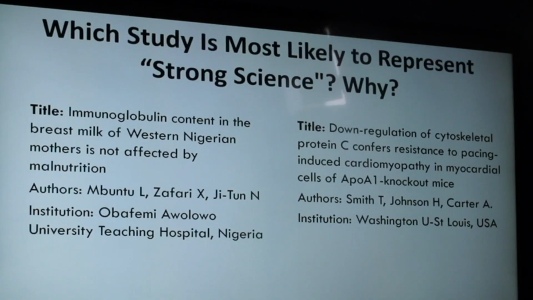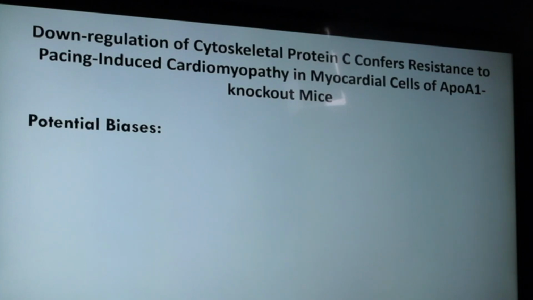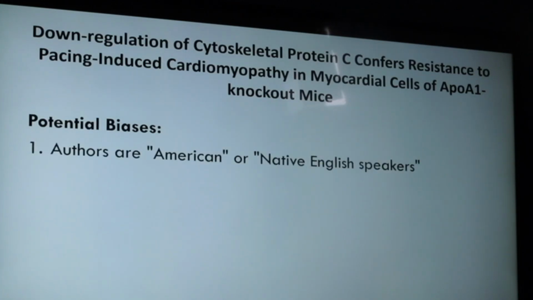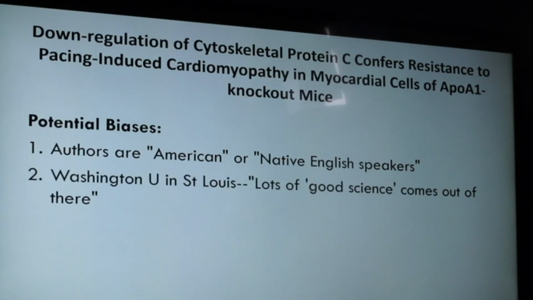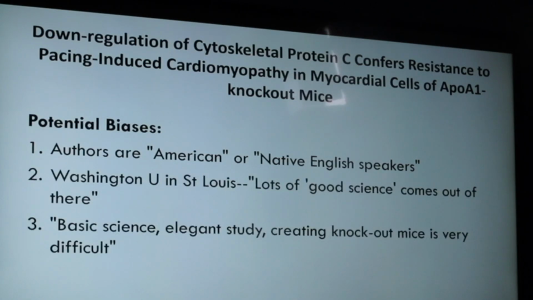So, as you take a look again at this study, I want to juxtapose it to another study that, let's say, you've been asked to read. And that is downregulation of cytoskeletal protein C confers resistance to pacing-induced cardiomyopathy in myocardial cells of ApoA1 knockout mice. The authors are Smith, Johnson, and Carter, and they're at the Washington University in St. Louis in the United States of America.